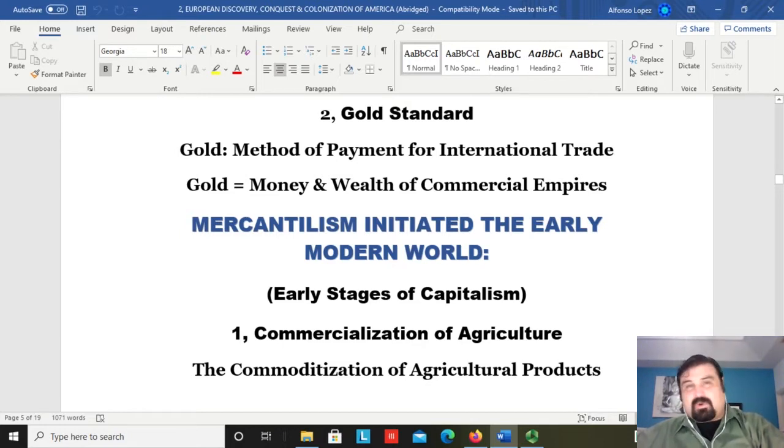The more gold you make, the wealthier you become. That gold can be used for investment, to expand your enterprise, etc., for many different ventures, if you will. Okay, that is money, in other words. This is considered to be money in Asia, whether we're talking about China, India, the Middle East, Europe, of course. So this is the method of payment for international trade, the gold standard.